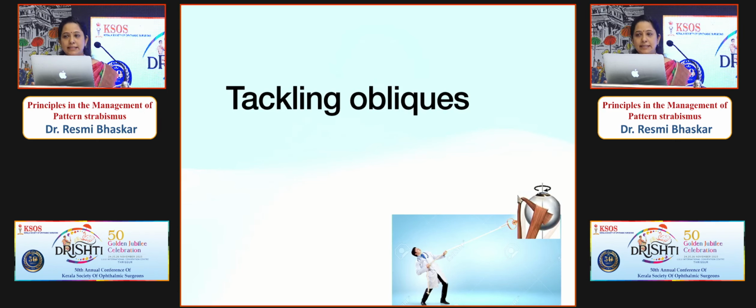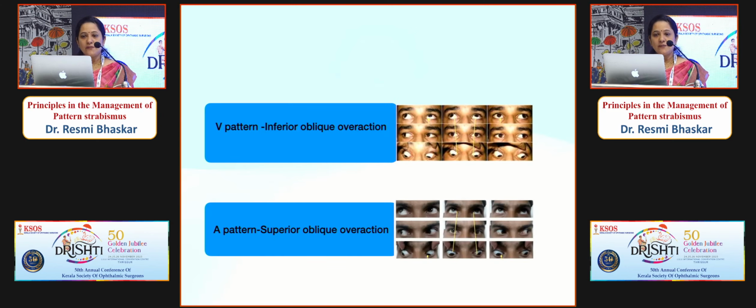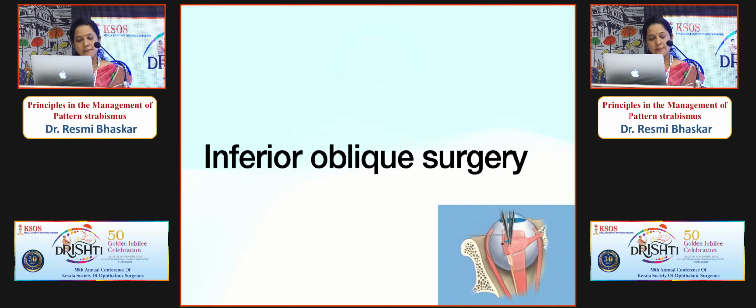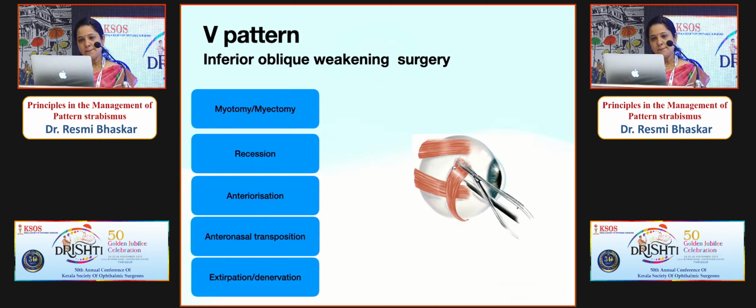Now coming to my second part, that is tackling of the obliques, especially in cases of AV pattern. As we all know, the inferior oblique overaction usually causes a V pattern, and a superior oblique overaction causes an A pattern. Coming first to the inferior oblique surgery, the common weakening procedures are myotomy or myectomy, recession, anterorecession, anteronasal transposition, and extirpation and denervation. Here myotomy and extirpation and denervation are not routinely done.